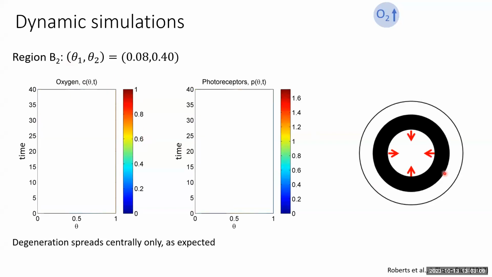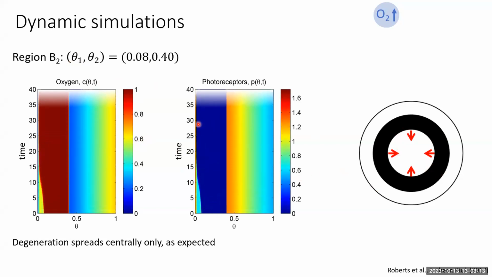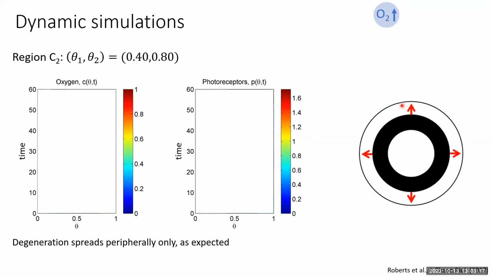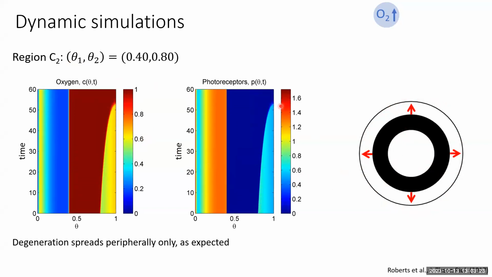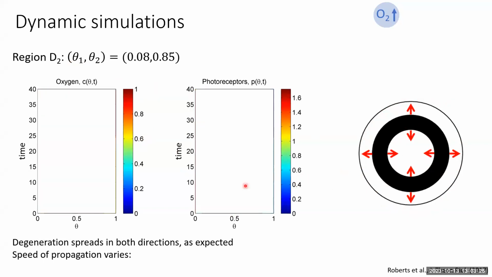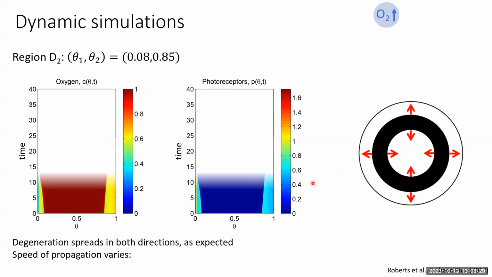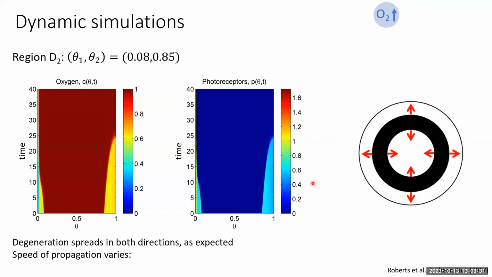If we move to a region of type B, then we expect that to expand inwards only. And again, that's what happens. It goes inwards towards the fovea, but remains stationary on the right-hand side. If we have a region of type C, we expect it to expand outwards, but not inwards. And again, that's what we find. So stationary on the left, it expands outwards on the right. And then lastly, if we're in a region of type D, we expect the annulus to expand both inwards and outwards. And again, that's what we get.